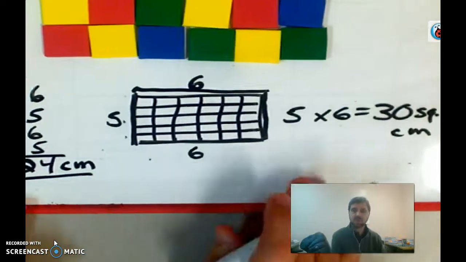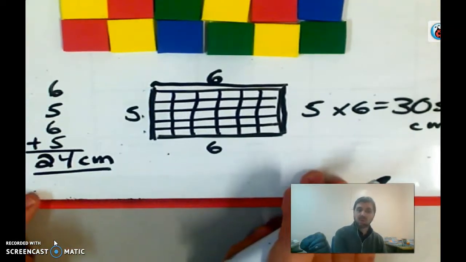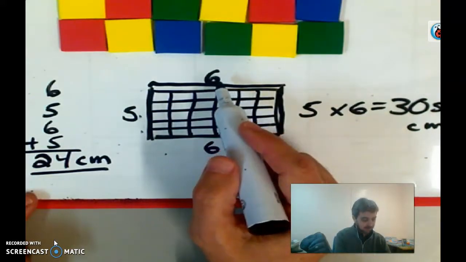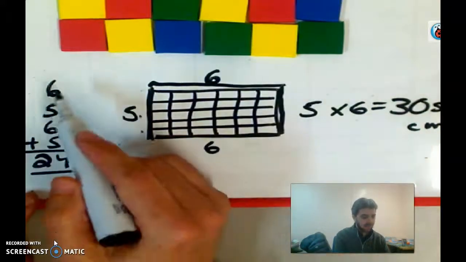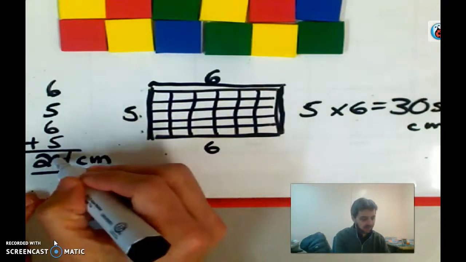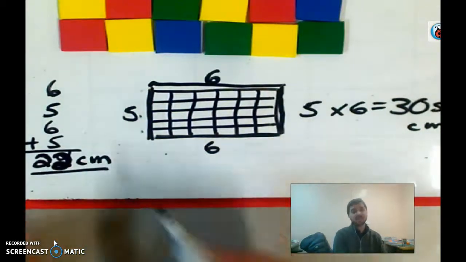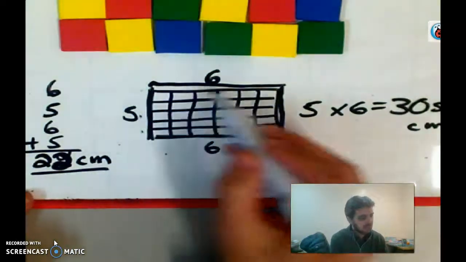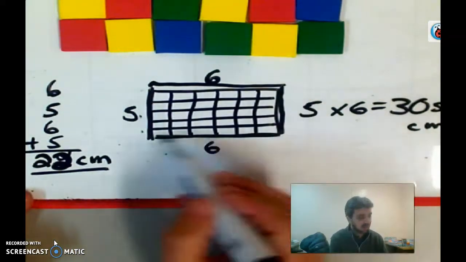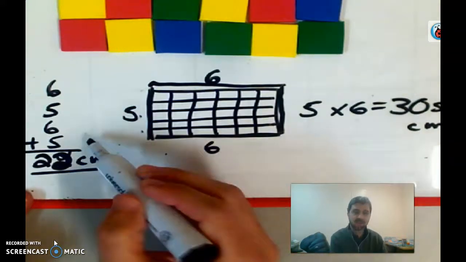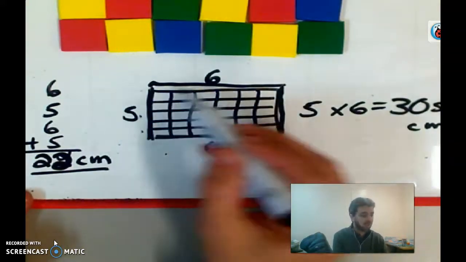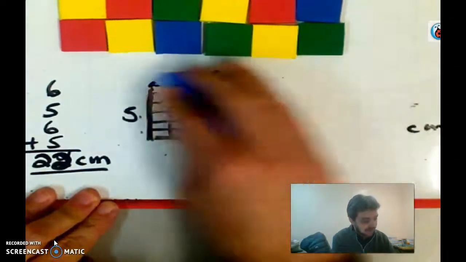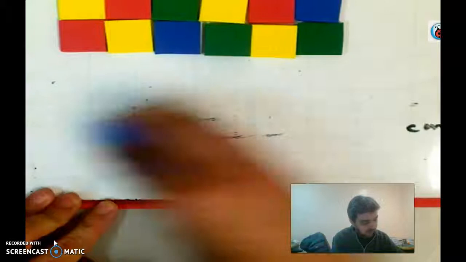And that would be 24 centimeters. Because, no, wait, that's not right. 22 centimeters. I'm sorry, 22 centimeters. Silly, but this is why you need to check your work, right? Because you can make mistakes. So 6 plus 5 is 11, plus 6 more is 17, plus 5 is 22. Okay, so that's perimeter.